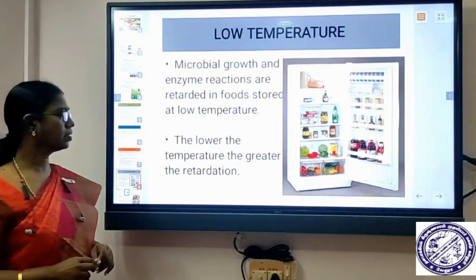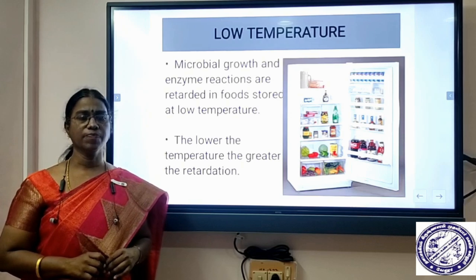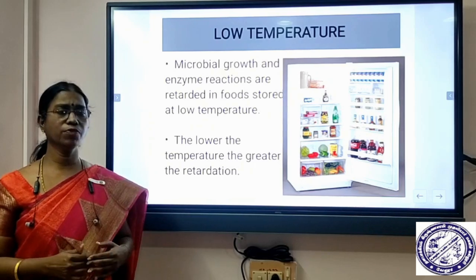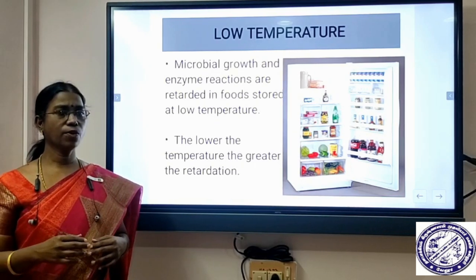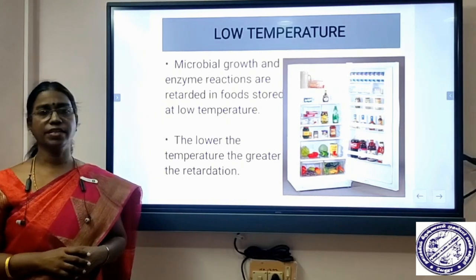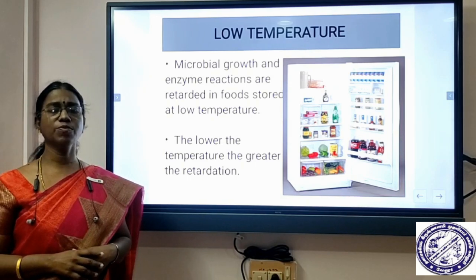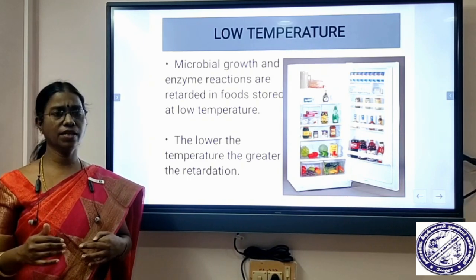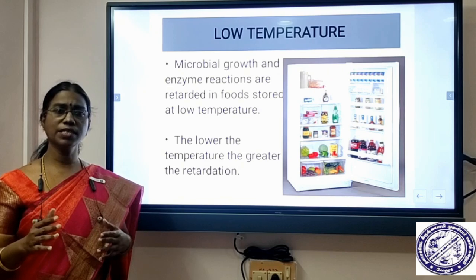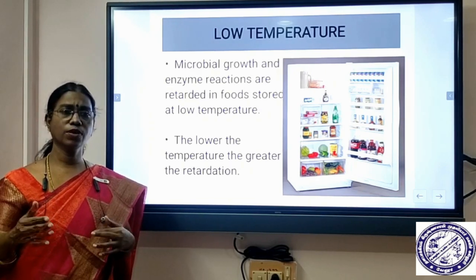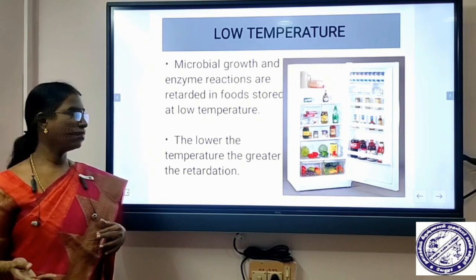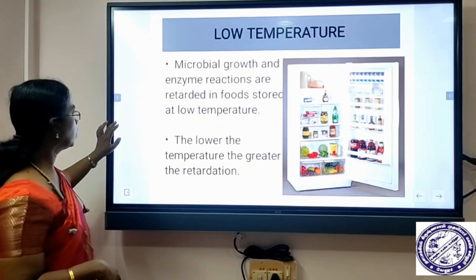So the next one is low temperature food preservation. Unlike high temperature, low temperature does not kill the microorganism rapidly, but in turn it slows down the enzymatic activity of the microorganism, so that the growth of the microorganism will be retarded. So there will be no growth of microorganisms under low temperature, and if it extends for a prolonged period, the microorganisms will slowly be killed. So this is about the low temperature.